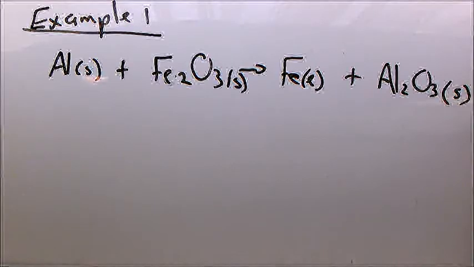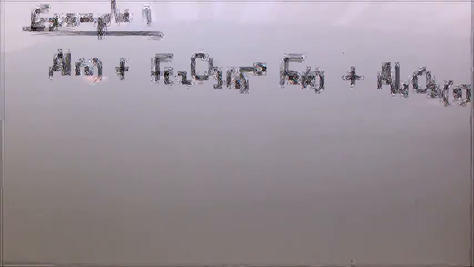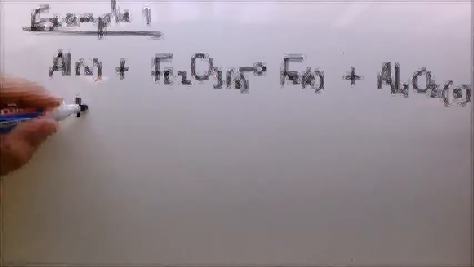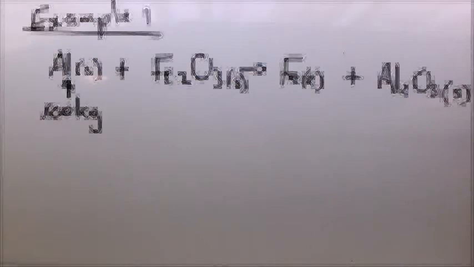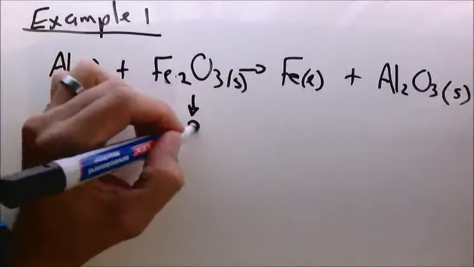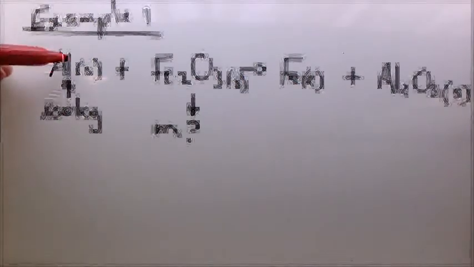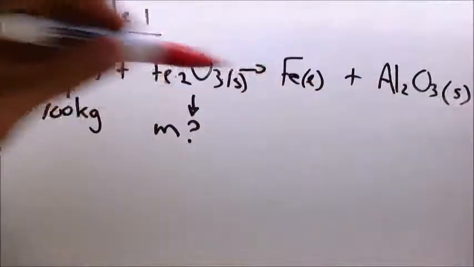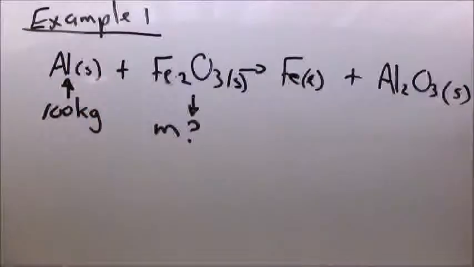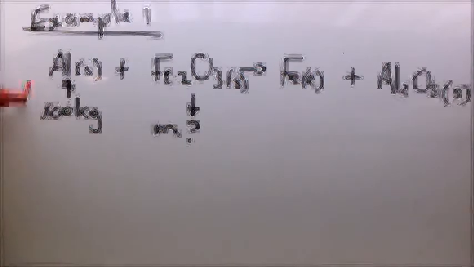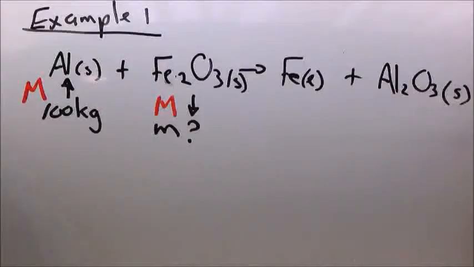Okay, now they tell us, if 100 kilograms of aluminium is available for the reaction, how much iron oxide is needed? Okay, so that's the question. Well, we are going to talk about mass. So let's talk about the concept again. We have mass, we're going to convert it to moles, and then use the molar ratio, which we're going to calculate now, to get back to mass again. And how do we get to moles? We use the molecular mass.